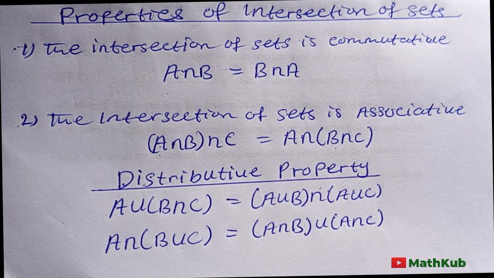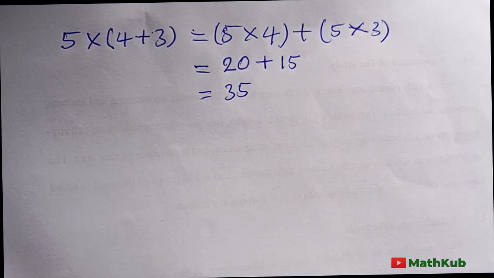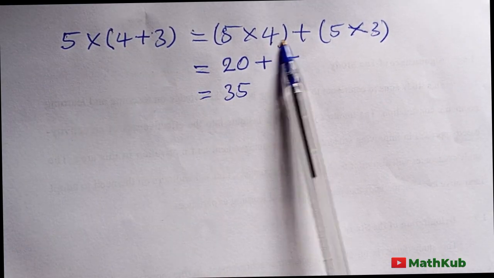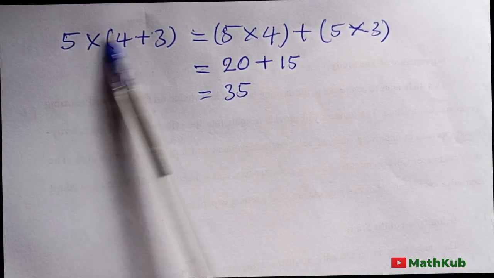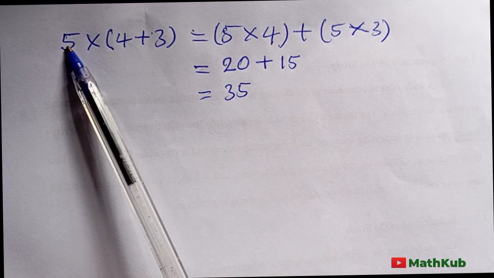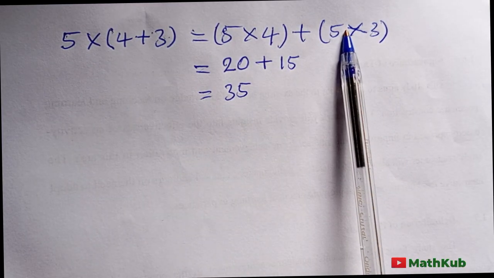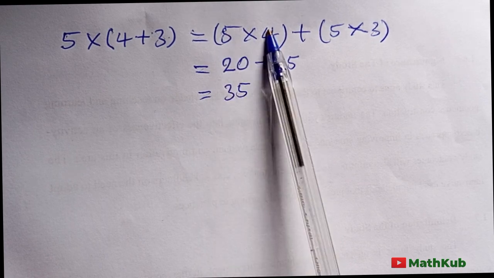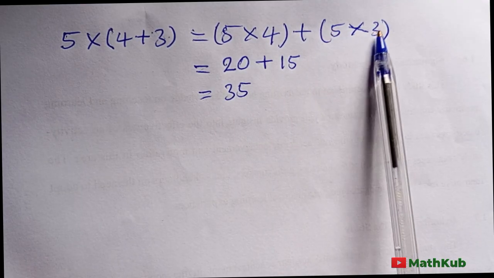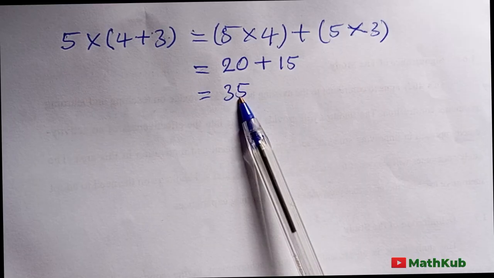Let me give you an example with normal numbers so that you understand this better. 5 times, 4 plus 3, is the same thing as what? 5 times 4, then you keep the plus, then you say 5 times 3, and it's still the same thing. 5 times 4 is 20, and 5 times 3 is 15. When you add them, you have 35.